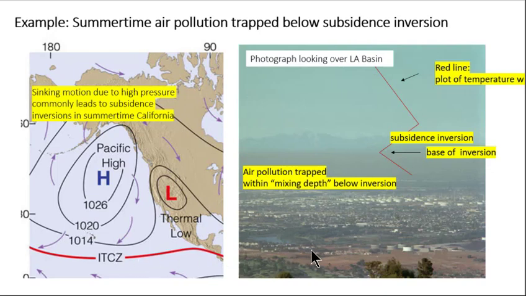On the right is a photograph overlooking the Los Angeles basin on a summer day. Notice again how the pollution emitted at the surface is trapped within the mixing depth below the base of the inversion. For equal emissions, air pollution concentrations will be higher on days when the mixing depth is shallower and the subsidence inversion base is lower to the ground, since then there is a shallower depth of air to contain the pollutant. This is the case because the emissions become trapped in a shallower layer.